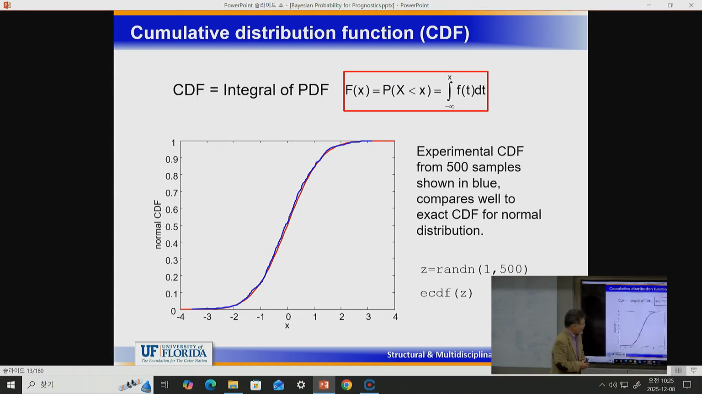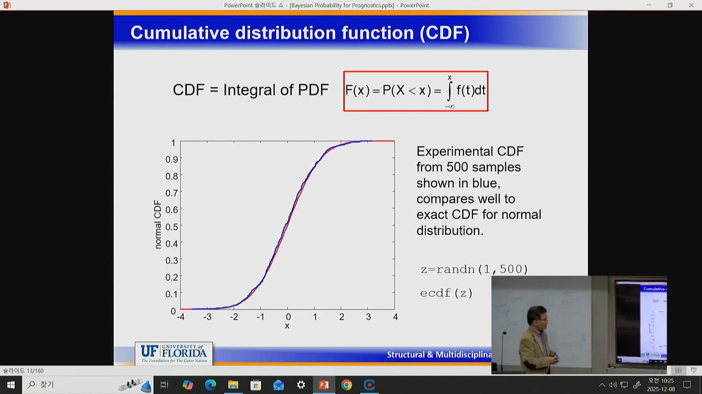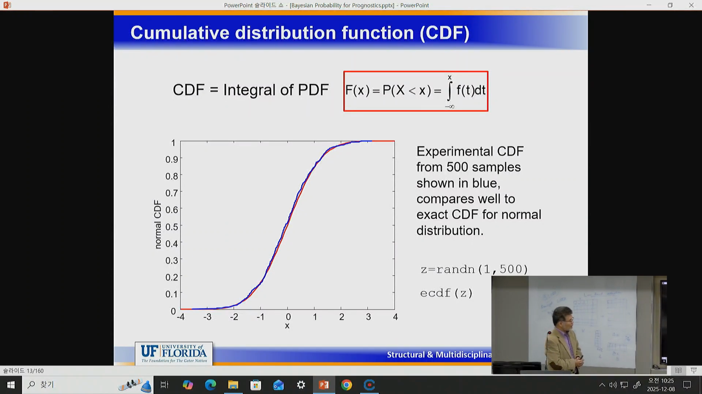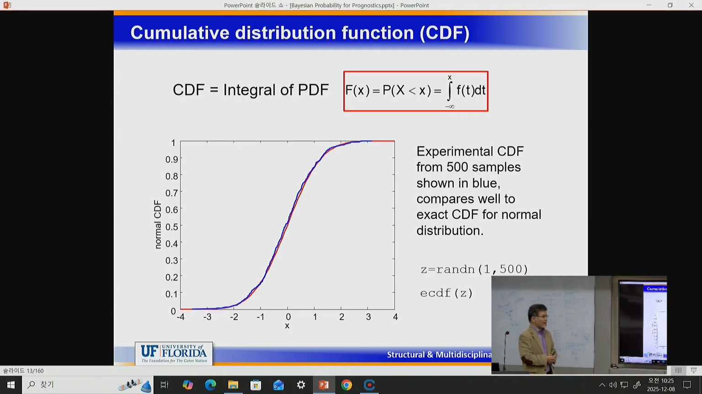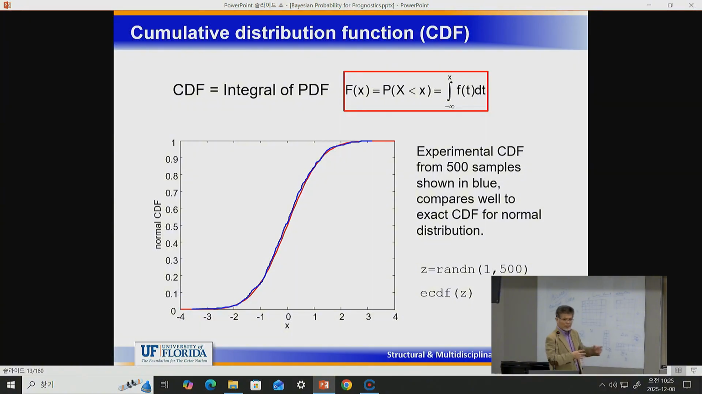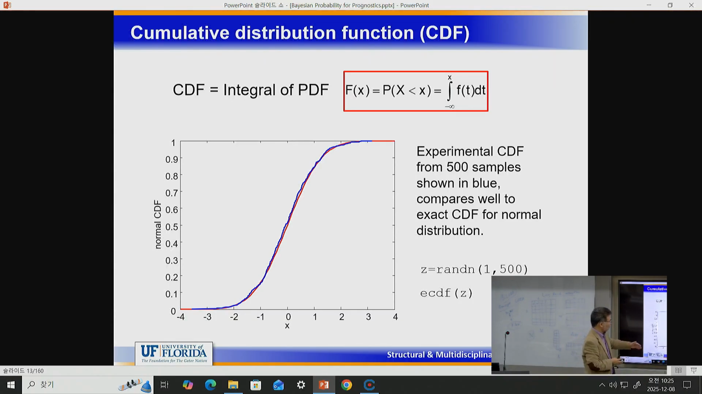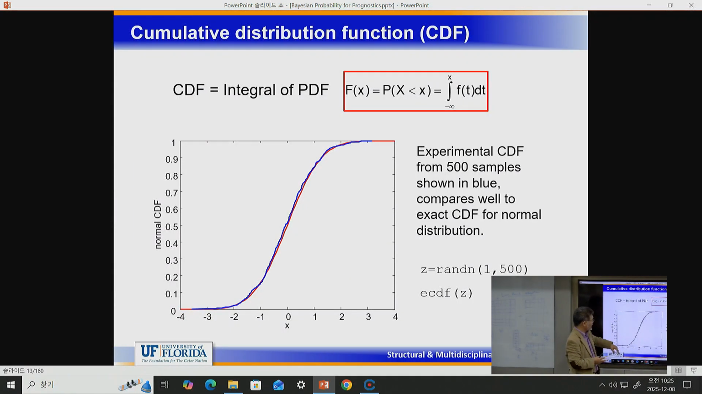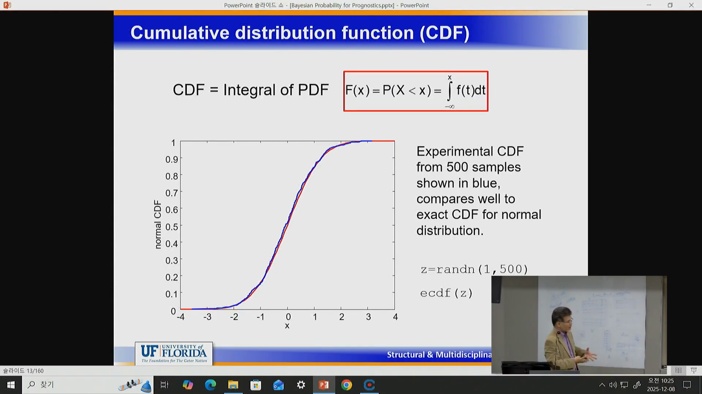So randn is the random number generator. I generate 500 random numbers out of the normal distribution and store them in the variable z. So z is a vector of 1 by 500. And then ecdf is the empirical CDF of z. Basically, it sorts all z by magnitude, and then increases the probability between 0 and 1. The blue one is your empirical CDF, and the red one is the standard normal distribution. So you can see how accurate your samples are compared to the true distribution.